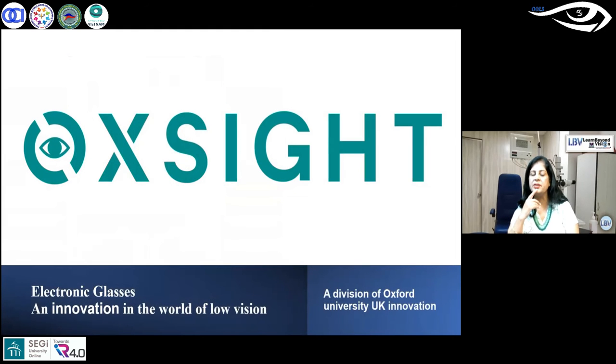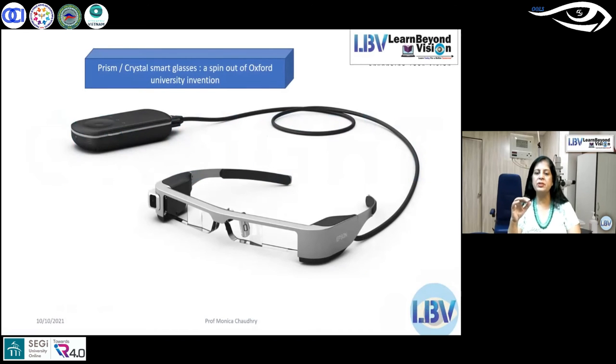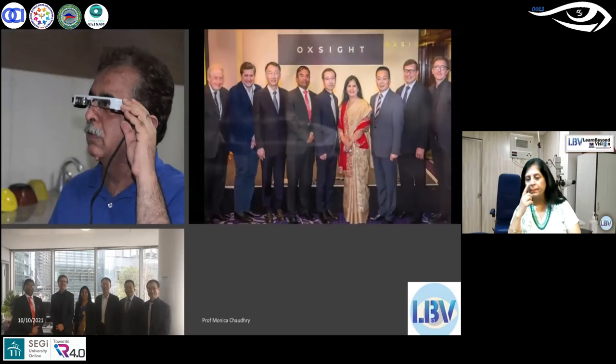So now I'm going to show you some devices which were developed by Ocutech. Ocutech is a spin-out from Oxford University, UK, and they have developed many electronic glasses as an innovation. And this is the picture of it. In fact, this is the old picture. They have revised the version to a further one, which I don't have access to. As part of the trials, this was the prototype here. And I was part of the team where we did some trials on these augmented reality and virtual reality glasses. I want to show you a certain video.